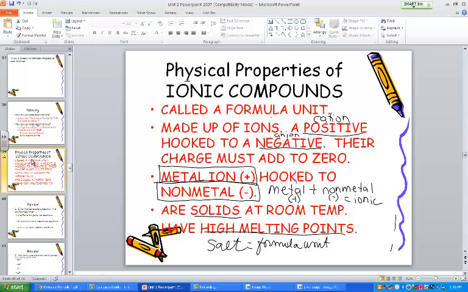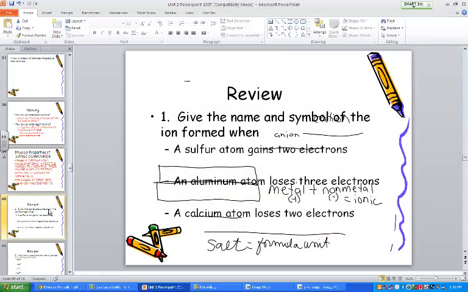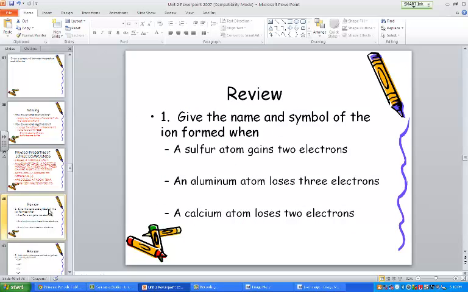Let's review some highlights of our lesson so far. The review. I'll read it. Please follow along. It says, give the name and the symbol of an ion that forms when sulfur gains 2 electrons. Gaining electrons makes it become more negative.